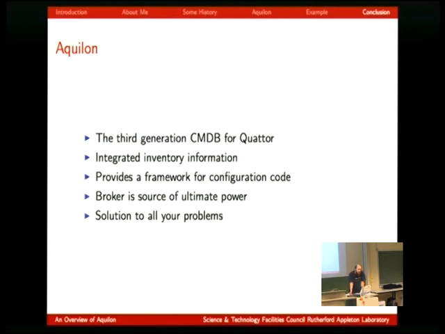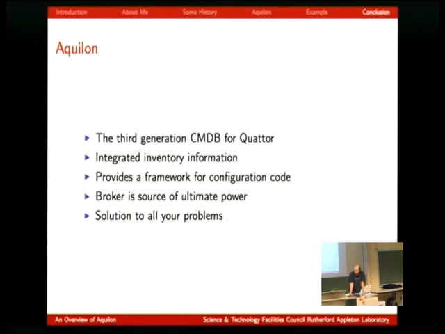So, just to conclude, Aquilon is the third generation SCDB for Quattor. And at this point, as far as the community is concerned, CDB and SCDB are gone. Keep using them if you like, but we're not going to support them. You want one, use this. It integrates with inventory information, and you can use it as an inventory database. We're not at the moment, we have a legacy inventory system. We intend to, once we migrate away from SCDB. It provides a framework and enforces it. And the broker is really the source of your ultimate power. It's also a solution to all your problems.